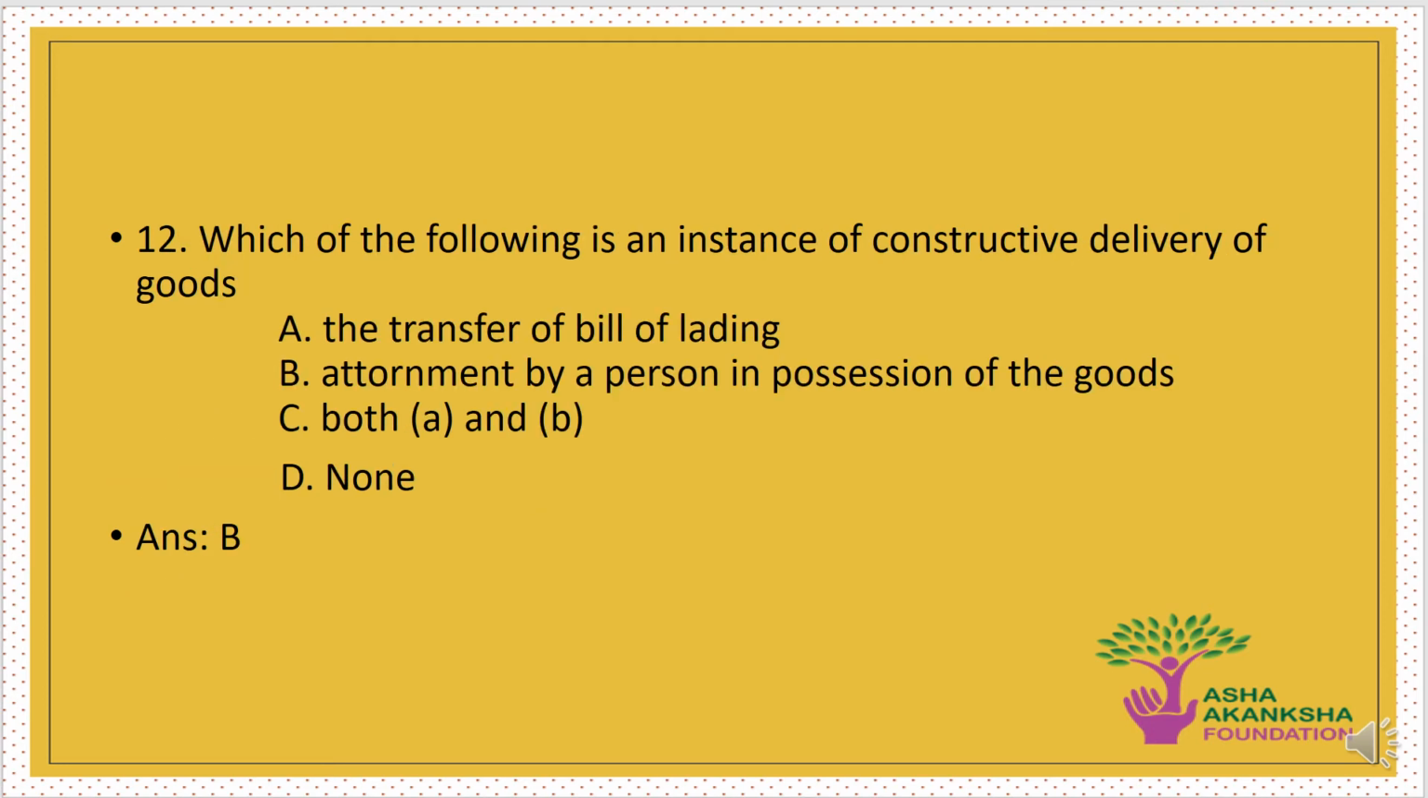The next question is: which of the following is an instance of the constructive delivery of goods? Options are A. Transfer of bill of lading, B. Attornment by a person in possession of goods, C. Both A and B, or D. None of the above. The correct answer to this question is option B, that is, attornment by a person in possession of goods is an instance of constructive delivery of goods.